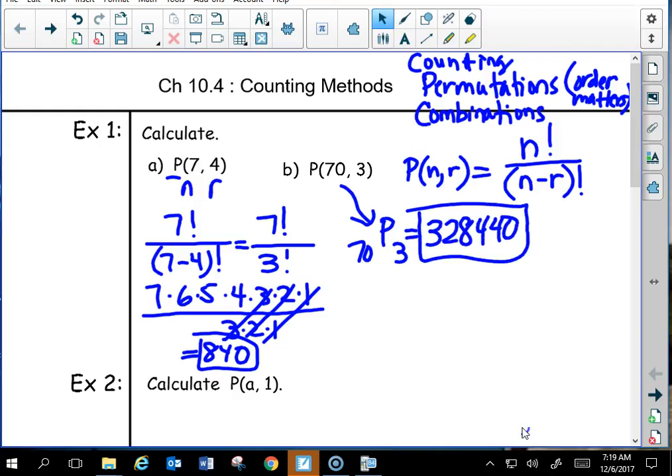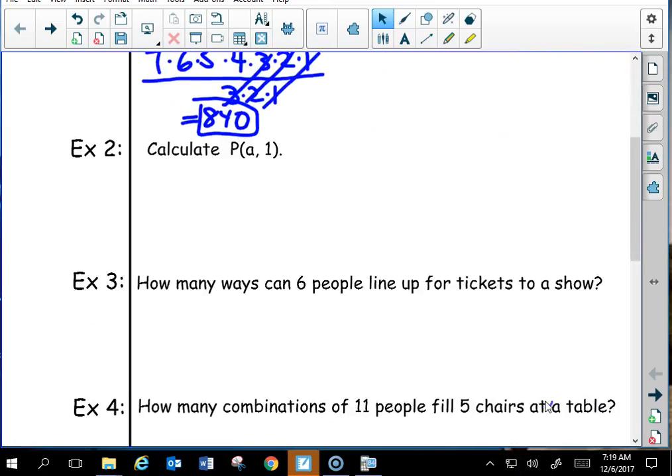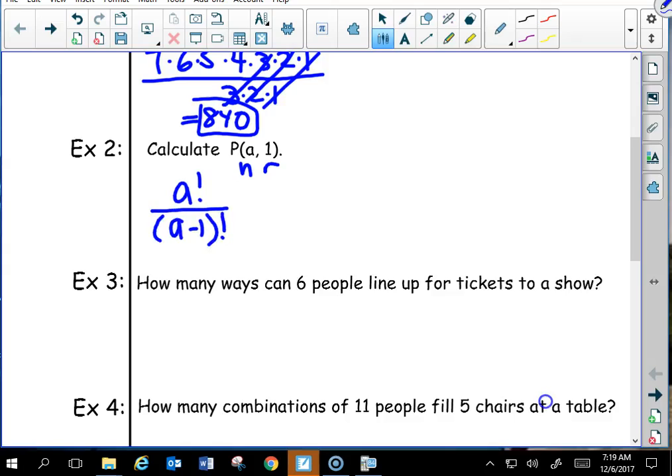All right, so on to example 2, which is a little bit interesting. It's almost exactly like the problem in the quiz, but I couldn't think of any other way to do this. N is A and R is 1, and let's just type out the formula for permutation. So we get A factorial over A minus 1 factorial.